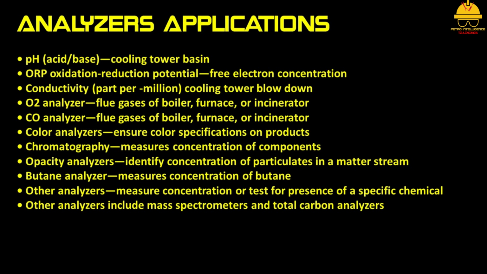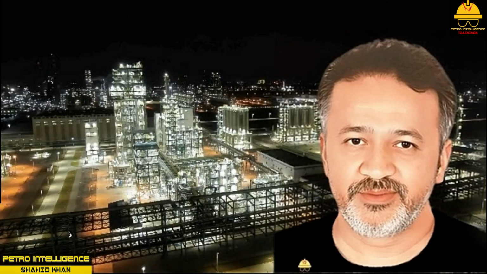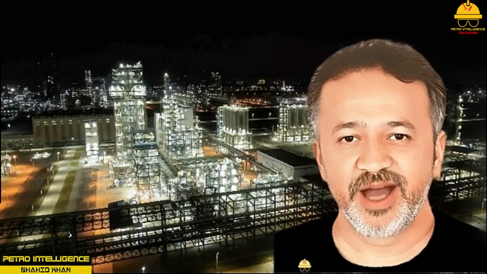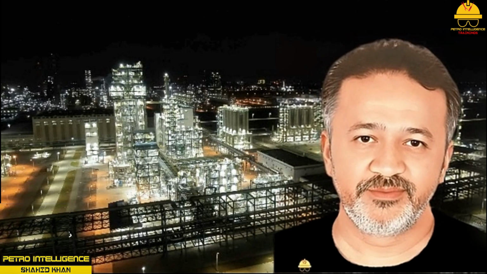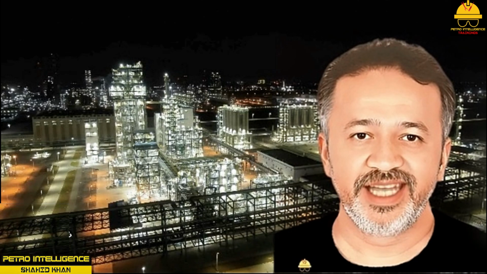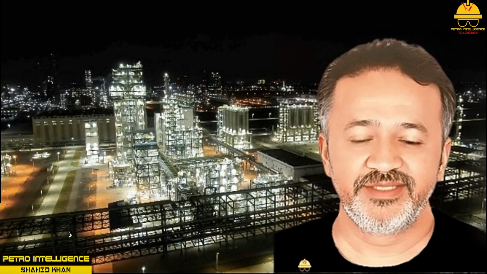Some analyzers are used for measuring concentration or testing for presence of a specific chemical. Some analyzers include mass spectrometers and total carbon analyzers. Analyzers provide an open window on the molecular level to the chemical composition of a substance. Like other control loops, an analytical control loop can be designed to automate a manual process.